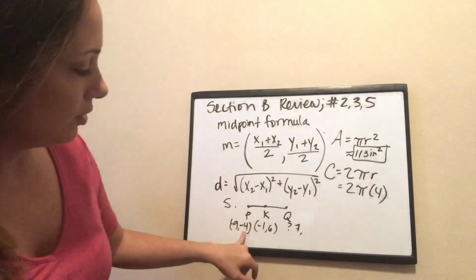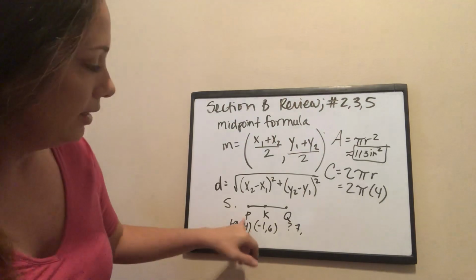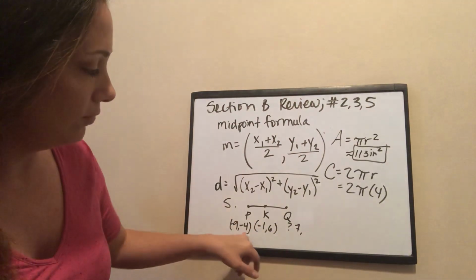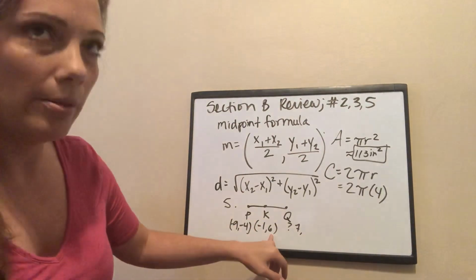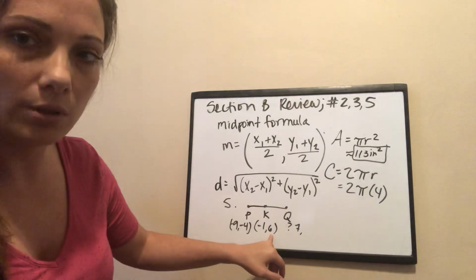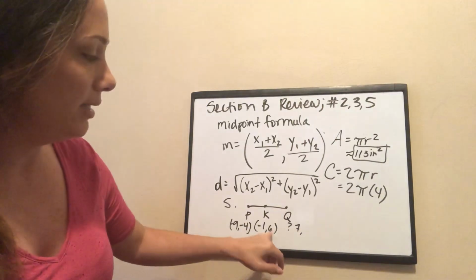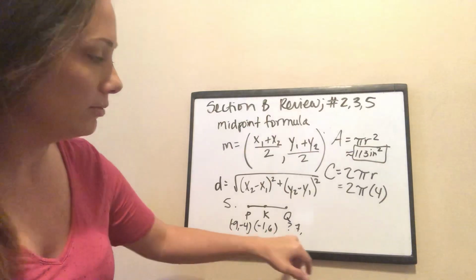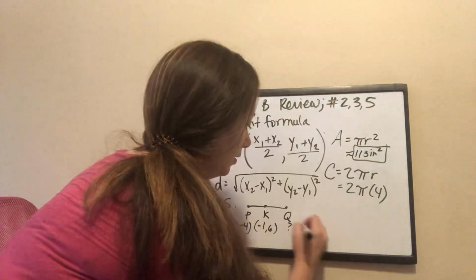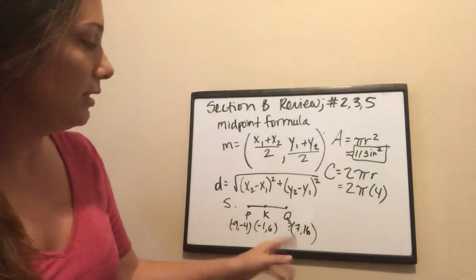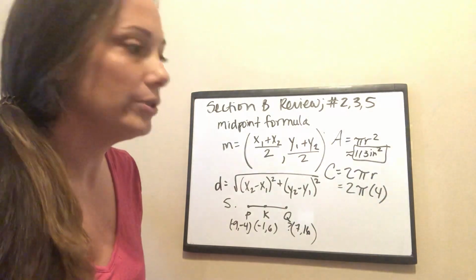Now how many units are in between on the Y-axis, the P and the K? So from negative 4 to 6. If I was on a number line, I would have to go 10 units, correct? So I'm going to add 10 more units to the 6, and I get 16. So Q is at 7, 16, which is answer C on your review.